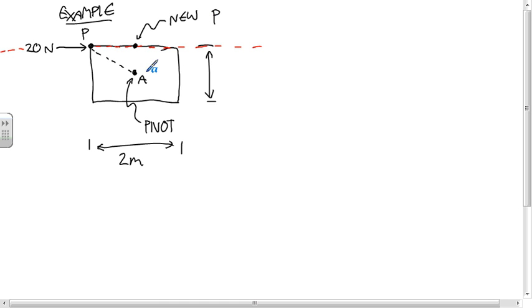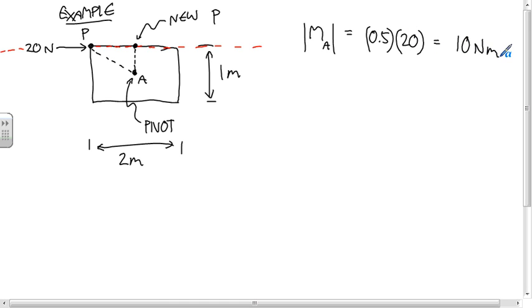And so then the line between A and P is this. It's now perpendicular to the force. The absolute value of the moment is equal to, oh, this is 1 meter. The absolute value of the moment is equal to that distance, 0.5, times the magnitude of the force, 20. And so you get 10 Newton meters.